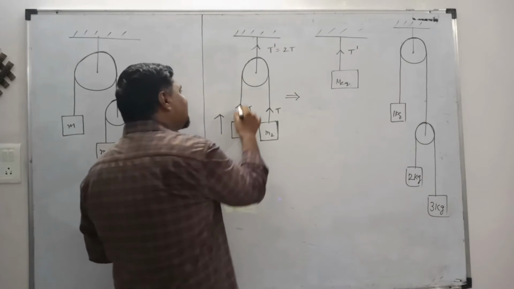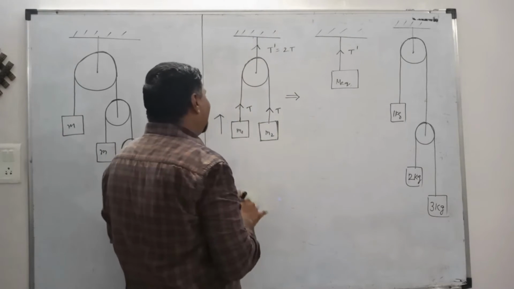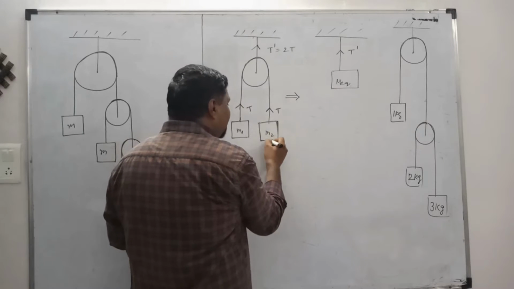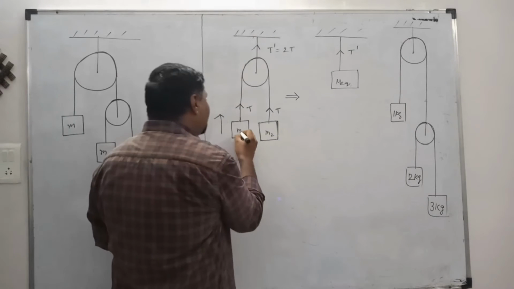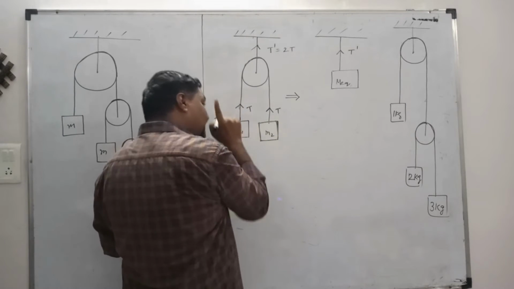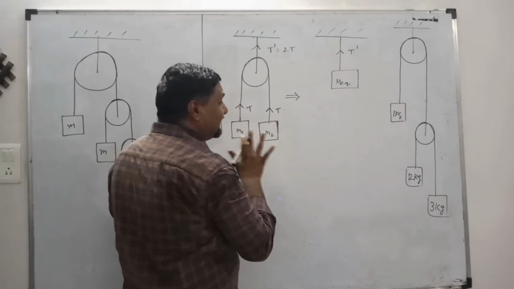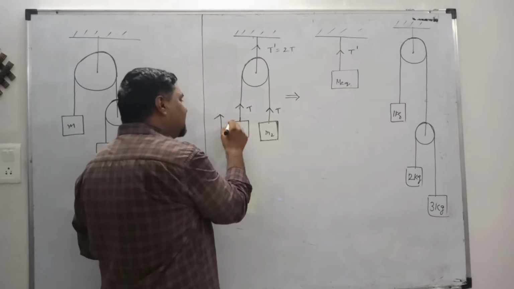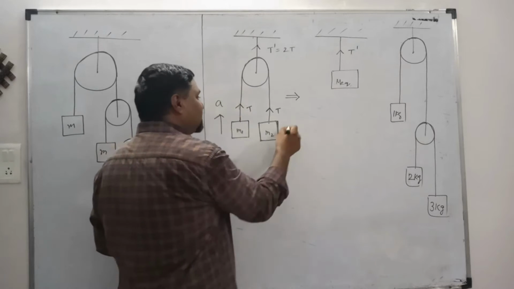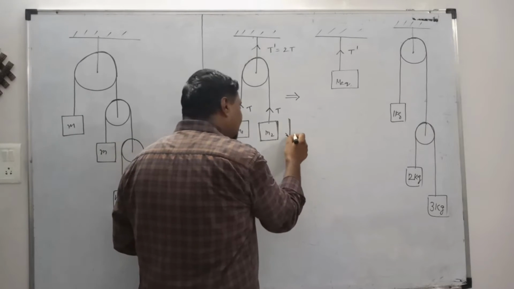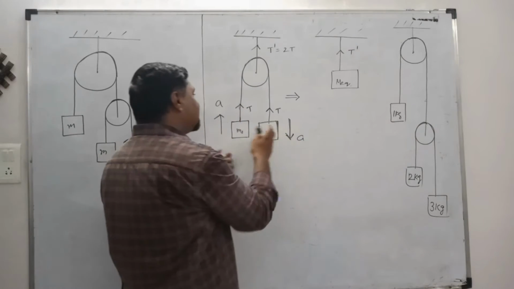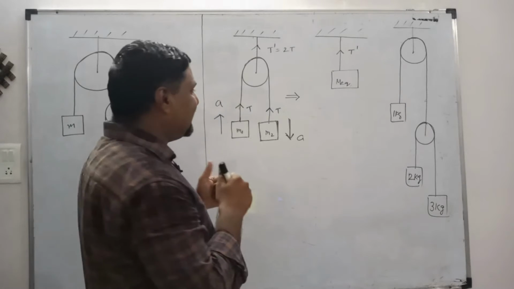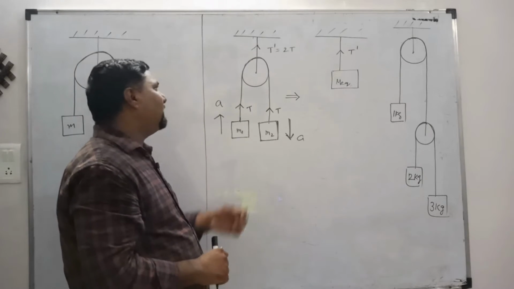As the string is inextensible, as we have assumed, that means whatever distance this block has travelled, the same distance this block also has to travel. Otherwise, the string won't be inextensible. So if the magnitude of the acceleration of this block is a, this block must also have the same acceleration. Otherwise, the string won't be inextensible. So this is the problem.